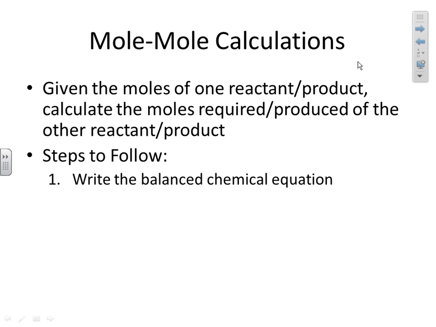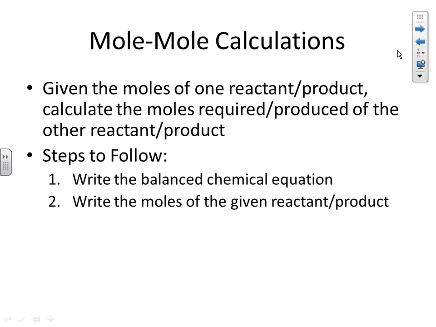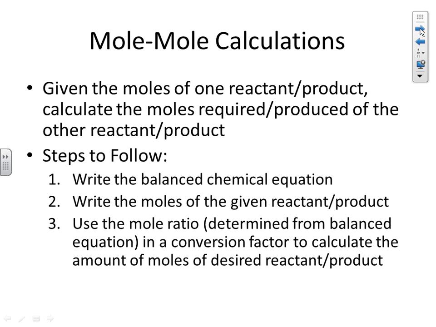The balancing of the equation gives us the ability to compare one part of that reaction to another part of the reaction. Once we've figured out the balanced chemical equation, we're going to write the moles of whichever number we're given, whether it's a reactant, whether it's a product, whatever it might be. And then we're going to use the mole ratio as a conversion factor to calculate the amount of moles that we want to end up with. And those steps are listed there in your outline, right?